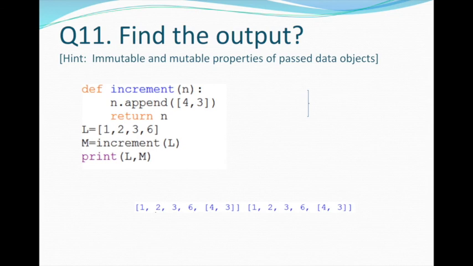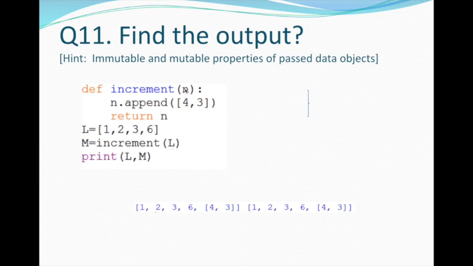Here one function definition is given, then one list is given, L equal to 1 2 3 6, function called. One hint is given: immutable and mutable properties of passed data objects. So L value is 1 2 3 6 and m equal to increment L. Increment is a function name, so the value 1 2 3 6 is passed through the function call. We already studied the mutable properties of passed data objects. So a list is a mutable type.